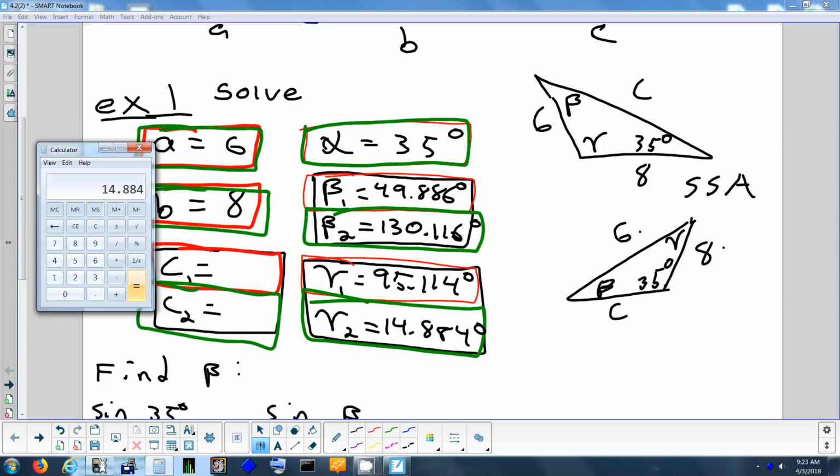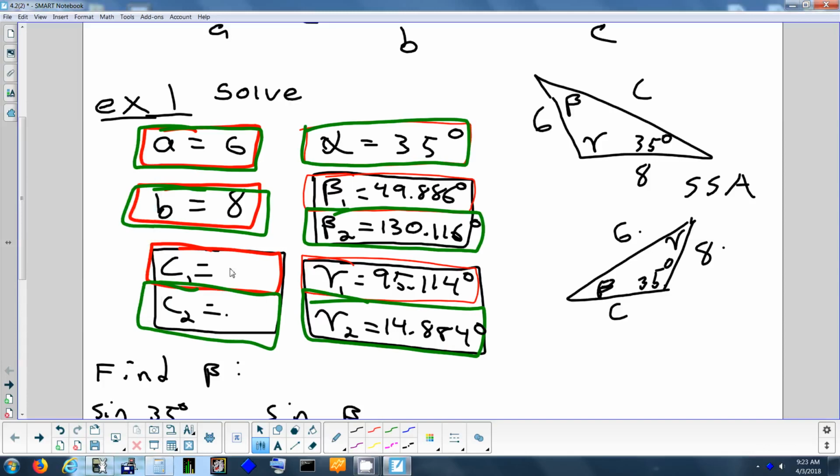Okay, all right. So let's find C1 and C2. Let's do C1 first. So besides gamma 1 and C1, I have to pick another row that has everything in it. So I have 2 choices. A and alpha, that's a complete row in the red triangle. And B and beta 1 is a complete row in the red triangle. So which row should I pick? Row A or row B? Yeah, we should stick with A because it was given. There's no decimals. It's easier to work with.